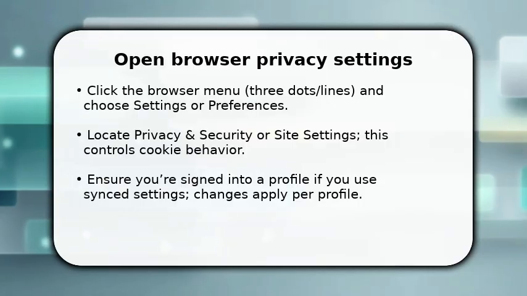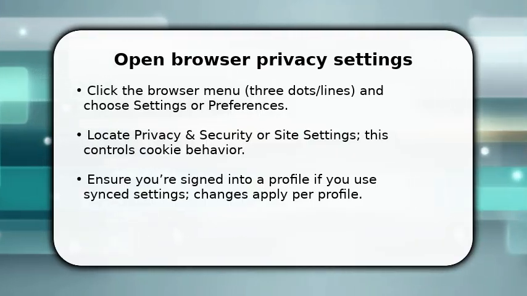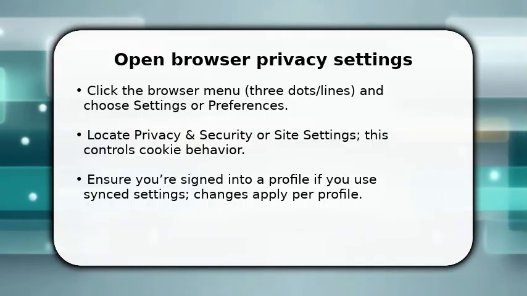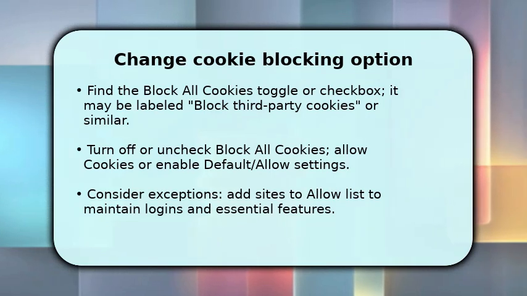Next, find the Cookies or Site Data subsection and select it. This opens the controls for blocking or allowing cookies. You need the Settings pane open to change the Block All Cookies toggle, so keep it visible and ready for the next step. Now locate the Block All Cookies option.